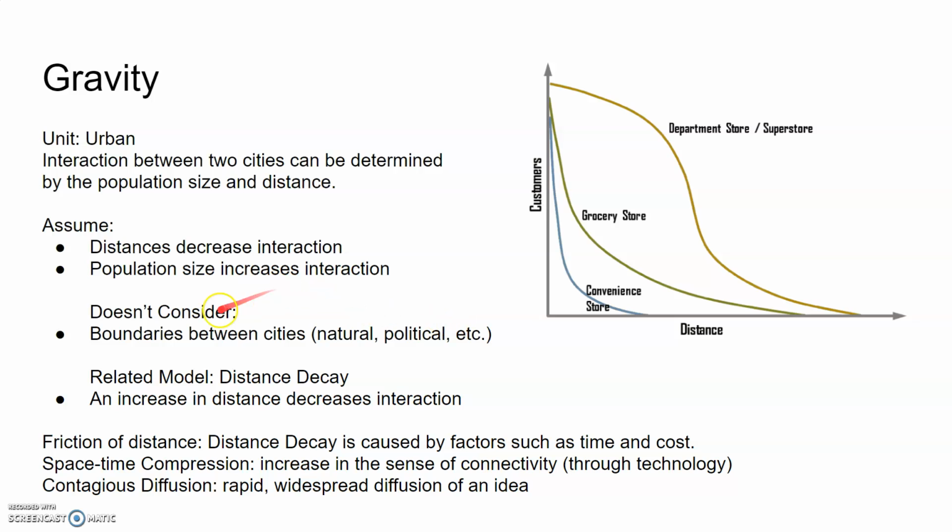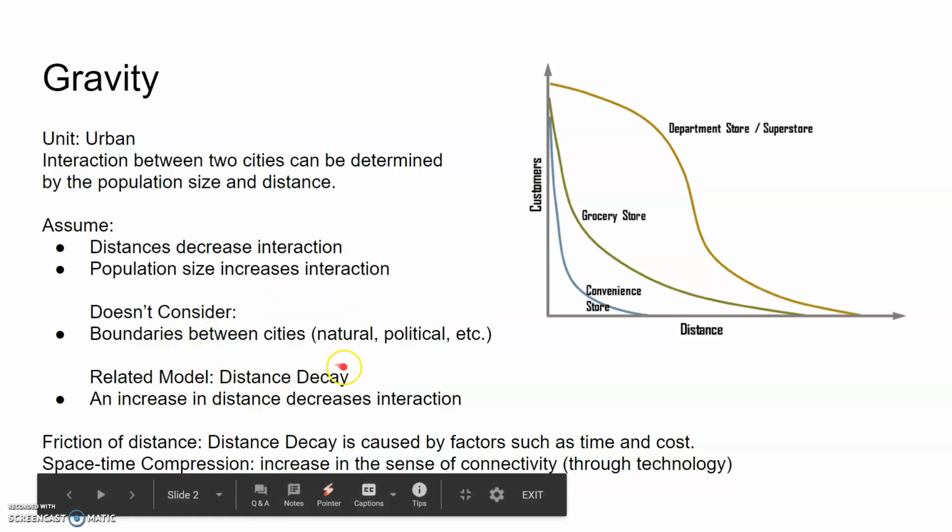So a related model is the distance decay, because this only talks about distance and interaction. And friction of distance talks about why distance hurts interaction, and it's because it takes more time to travel longer distances and it costs more. So it costs more gas or more money and more time.